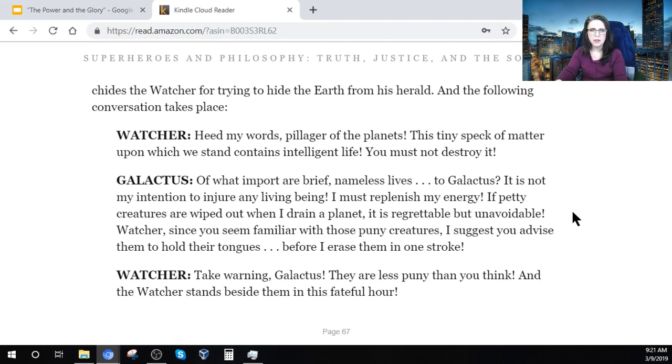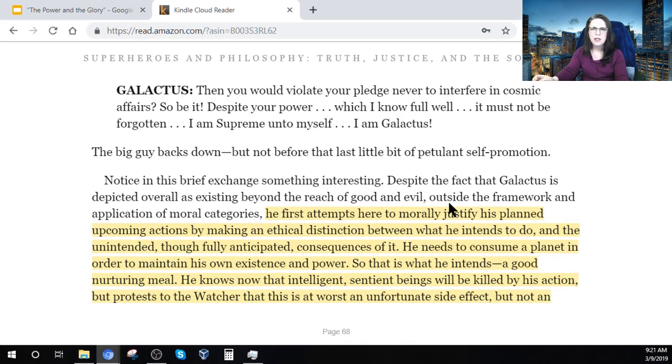The Watcher responds, take warning, Galacticus. They are less puny than you think, and the Watcher stands beside them in this fateful hour. And Galacticus says, then you would violate your pledge, never to interfere in cosmic affairs? So be it. Despite your power, which I know full well, it must not be forgotten. I am supreme unto myself.